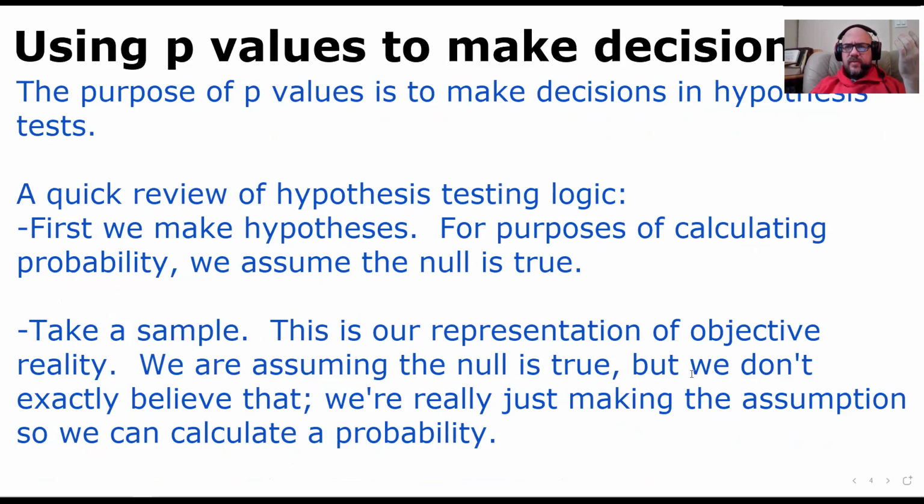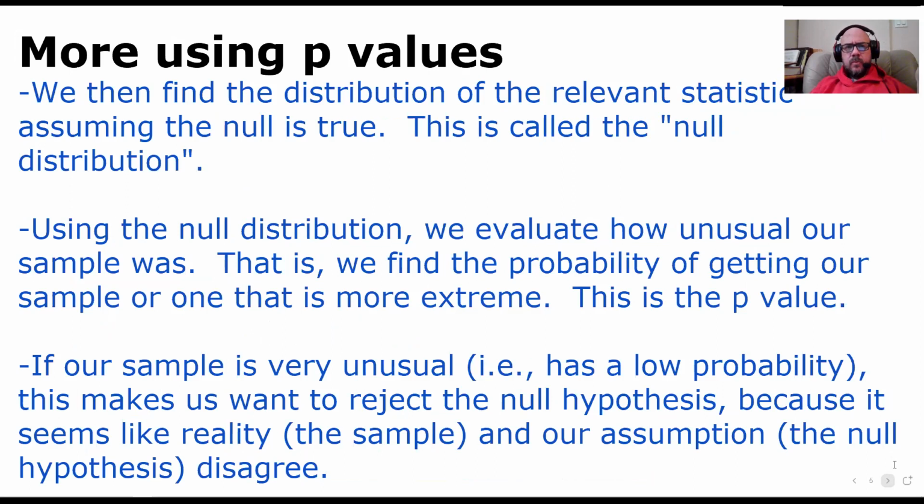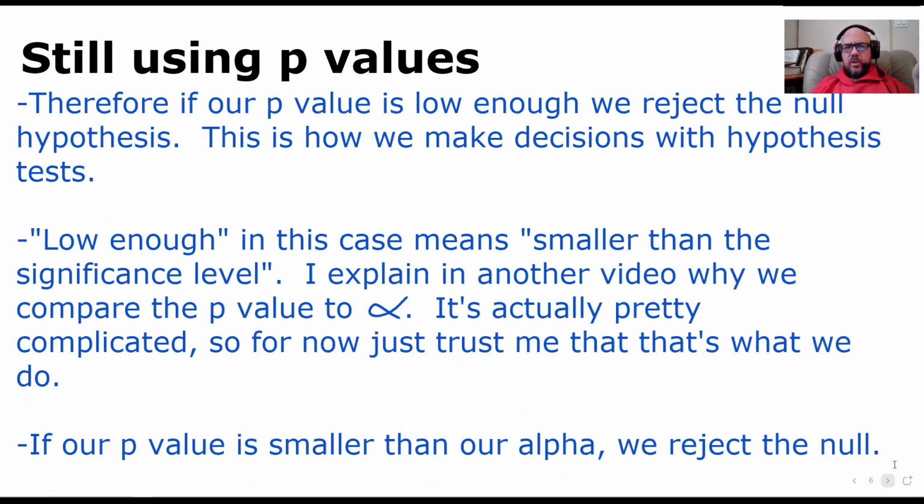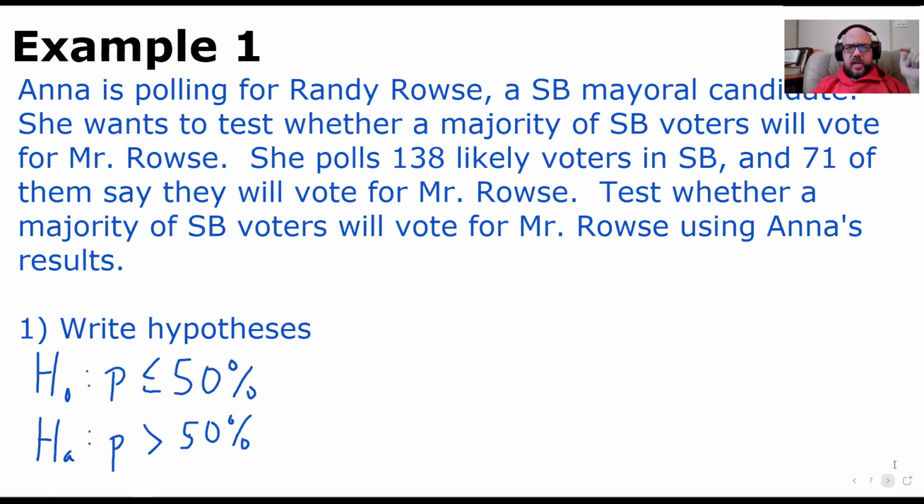And the way we actually use p-values is we compare them to alpha. If the p-value is less than alpha, we reject the null hypothesis. If it's not less than alpha, we don't reject the null hypothesis. We talked about null distributions, talked about that exactly.